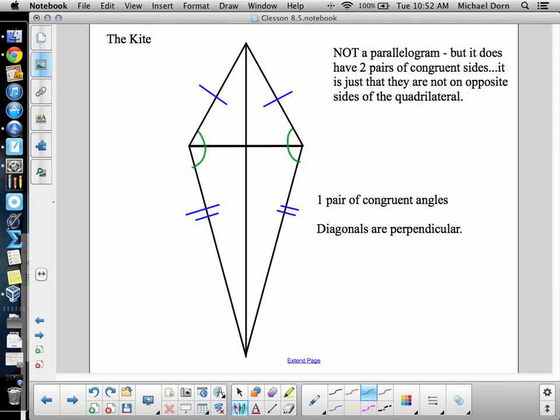The diagonals do not bisect each other, but in a kite, the diagonals are perpendicular, meaning we have right triangles again, which means Pythagorean theorem, and all our right triangle stuff from last chapter is back in play. So kites: two pairs of consecutive congruent sides, one pair of congruent angles, and the diagonals are perpendicular. Those are the properties for my kites.